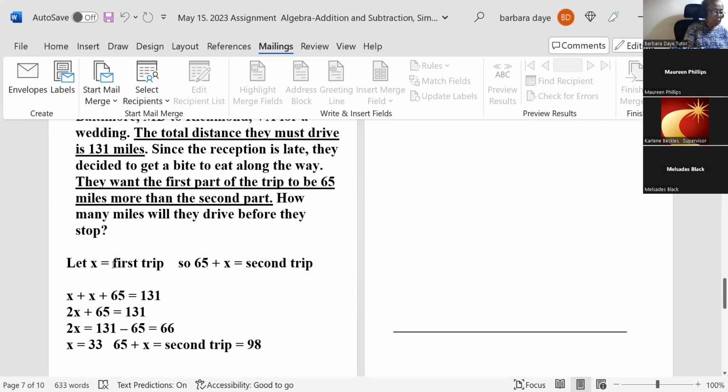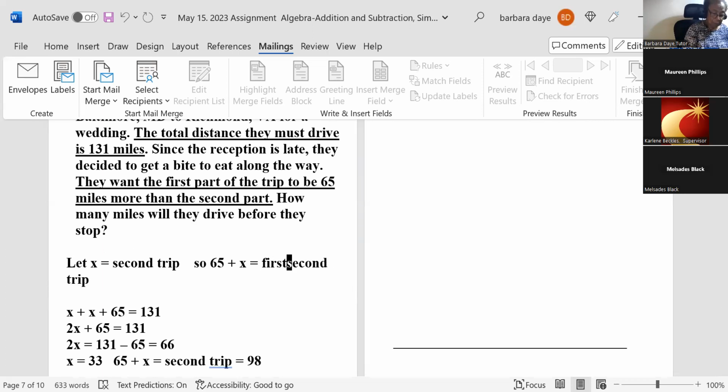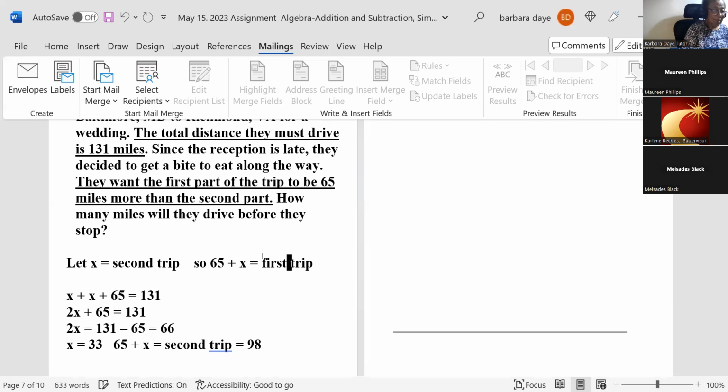So X is really not the second. This is a second trip, but you still have to add the two together. And this is the first trip. When you add these together, you get the 33, and that's the second trip. And the 65 plus X is the first trip. So they drive 98 miles before they stop.